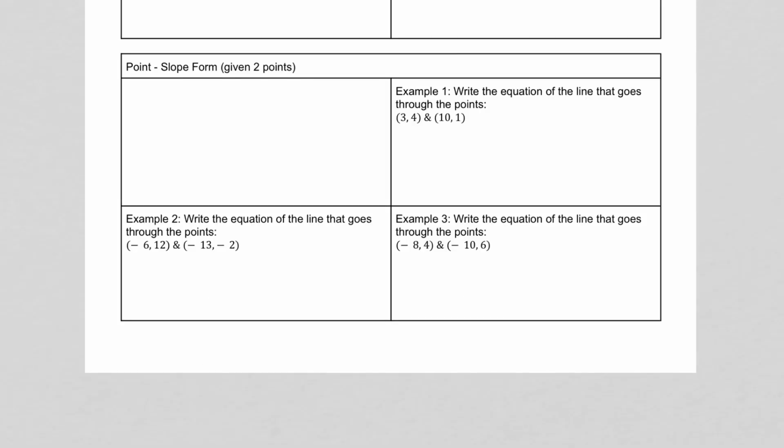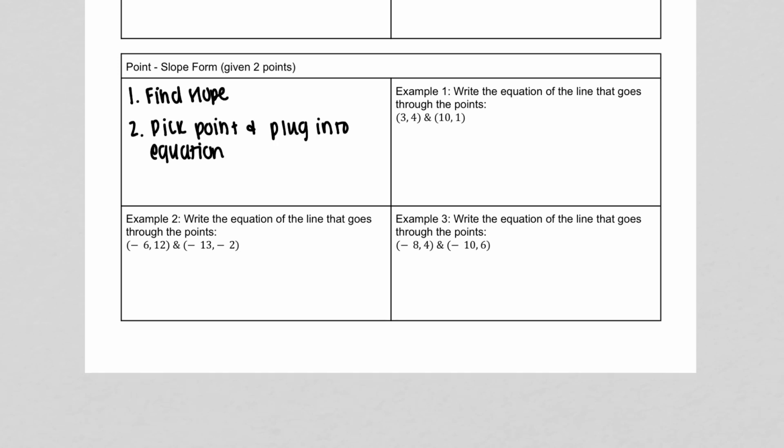The last section is still point slope form, but it's given 2 points, so it's a little bit different. So there are actually 2 steps we're going to follow. The first one is you're going to have to find the slope. So we've done that multiple times on this with the slope formula. And then step 2, you're going to pick one of the given points and plug into an equation. It does not matter which point you pick. I suggest picking the first one just to keep it uniform, but it is up to you.